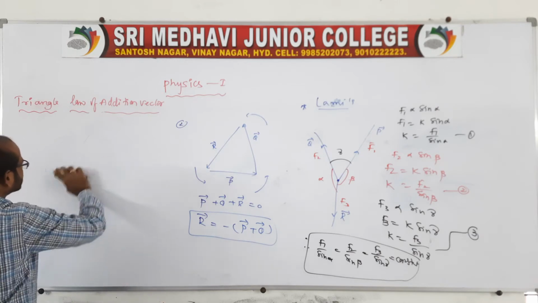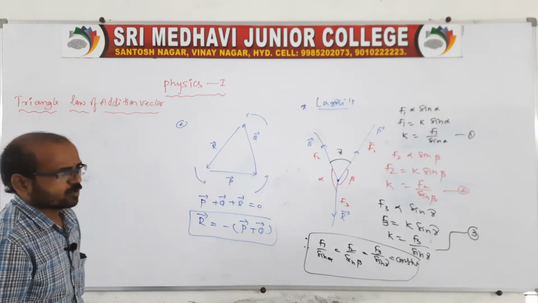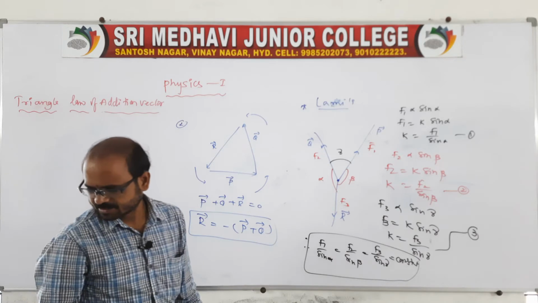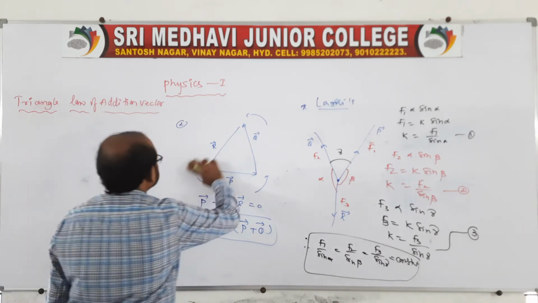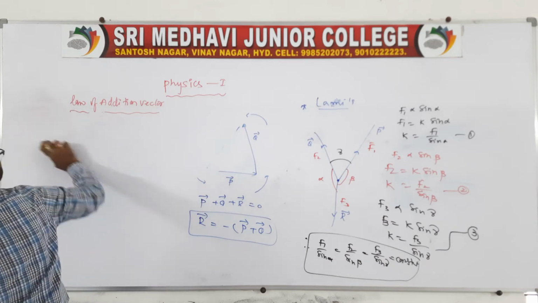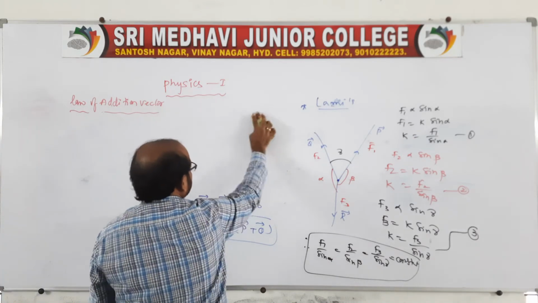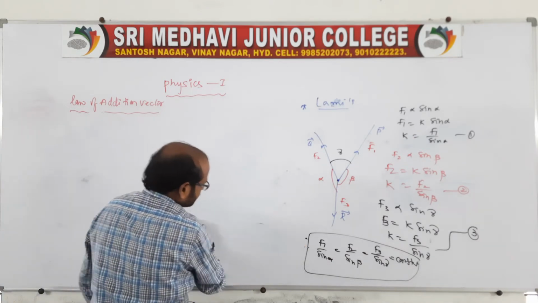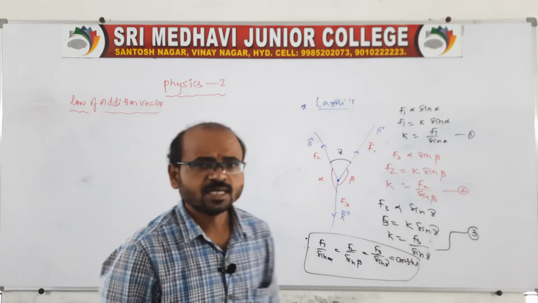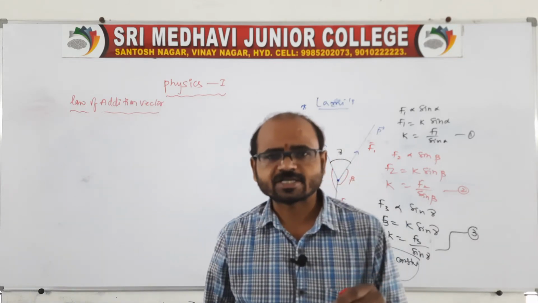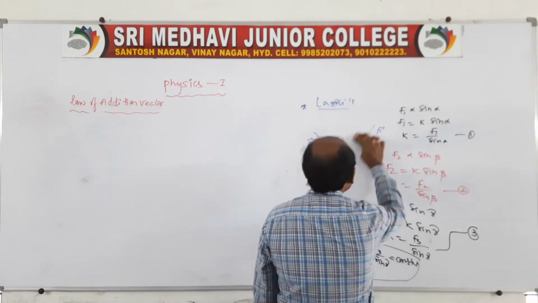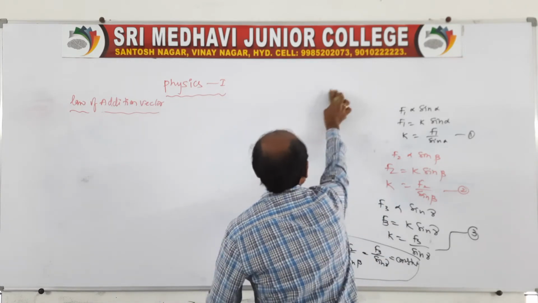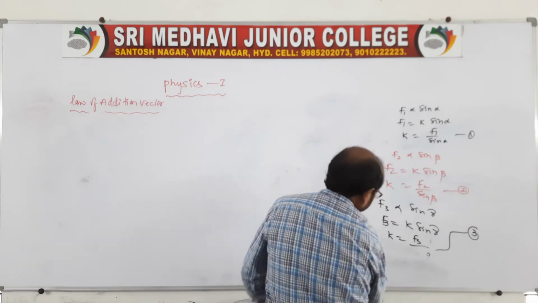Let us move to the next one, that is the polygon law of vectors. Sir, what is meant by polygon? The polygon is nothing but it is represented as a number of vectors. See, the number of vectors are represented both in magnitude and direction.